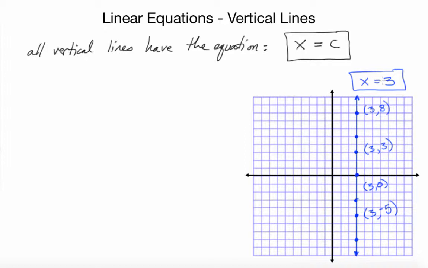I don't care what y is. y can change. It can be 5, it can be 3, it can be 0. But as long as x equals 3, those are all the points that I want. So it's a special case because normally when we work with lines, we have x and we have y, and we're determining the relationship between x and y. But in this case, we're just concerned about x equals 3. All right, so that's how you write equations of vertical lines.